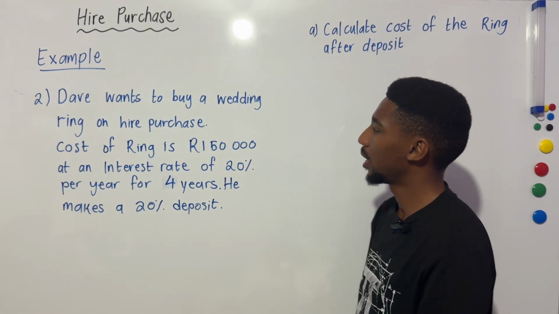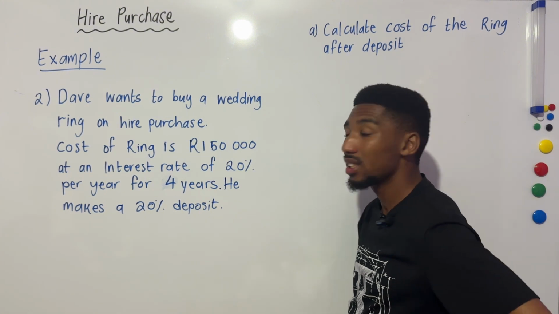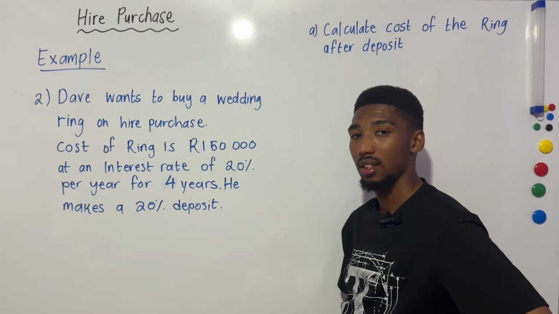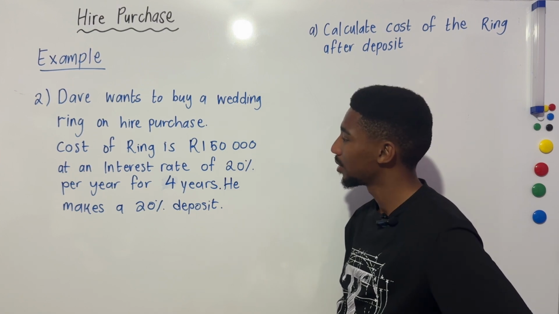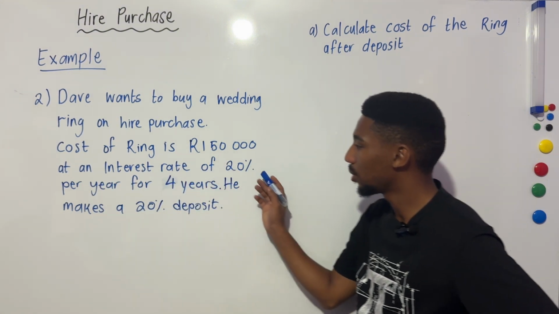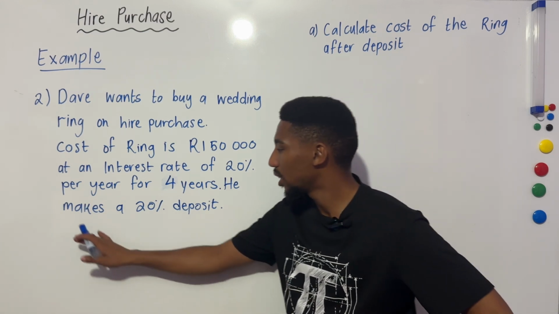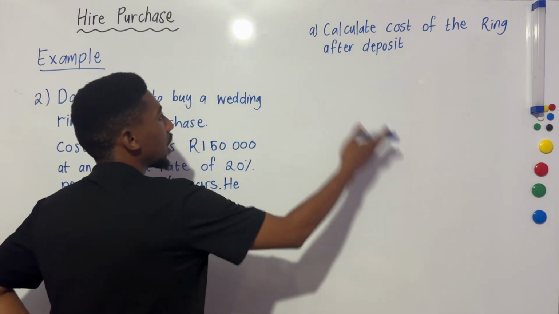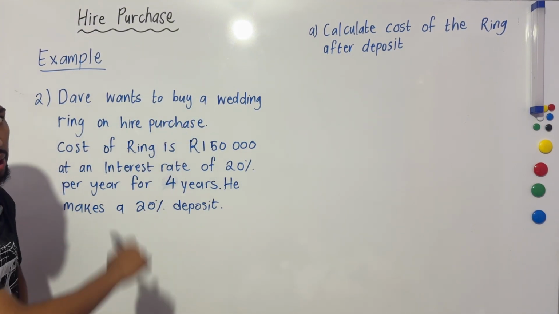Right, Dave wants to buy a wedding ring on hire purchase. The cost of the ring is 150,000. Anyways, at an interest rate of 20% per year for 4 years, he makes a 20% deposit. First question, calculate the cost of the ring after deposit has been paid.